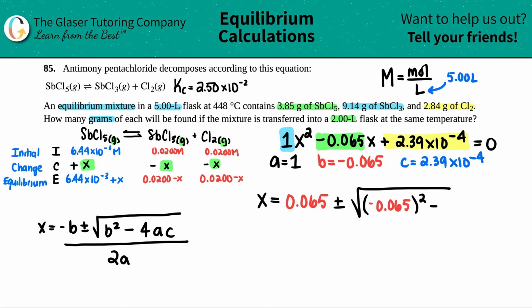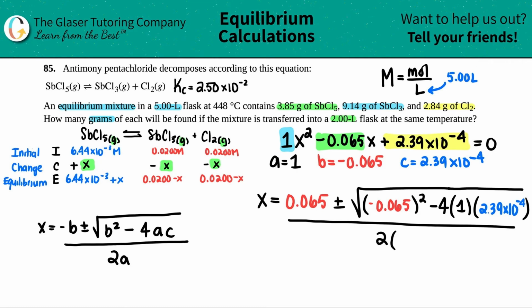Now this is minus 4 times the a value, which is 1, times the c value, which is the 2.39 times 10 to the negative 4th. Okay. Hold on. Maybe I can squeeze this back in. Beautiful. Okay. All under that square root. And then this is all divided by 2 times a, which is 1. So we can simplify this. Generally, we could simplify this first, right? 2 times 1 is just 2. So I could get rid of that. Beauty. And now I can plug in everything here under the radical to get one answer.